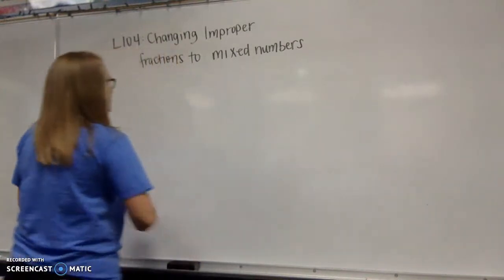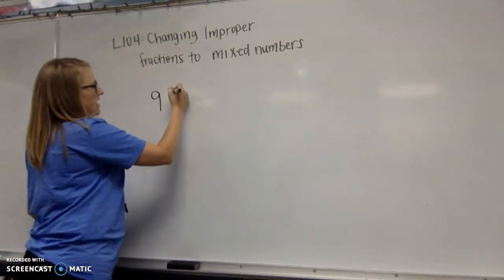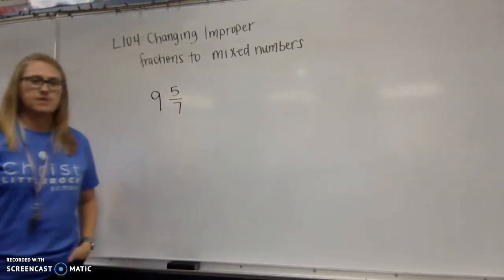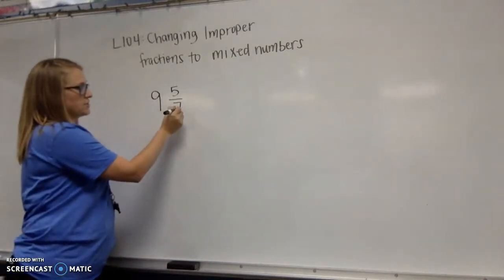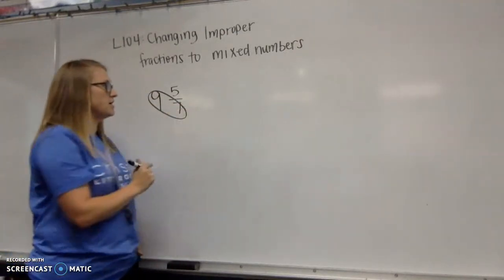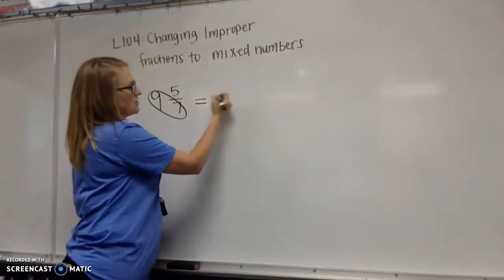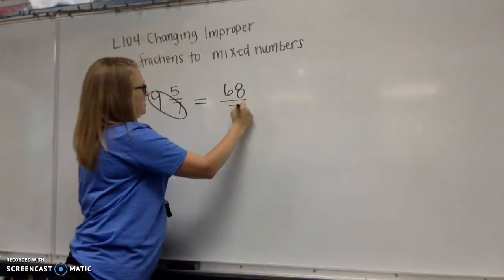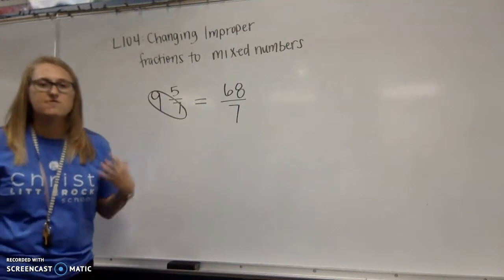Let's pick a big number. 9 and 5/7. Okay, so I know that to figure this out, I'm going to do 9 times 7. Okay, so that's 63, plus 5 is 68. So this is going to be the same thing as 68/7, because my denominator, the size of my pieces, is never going to change.